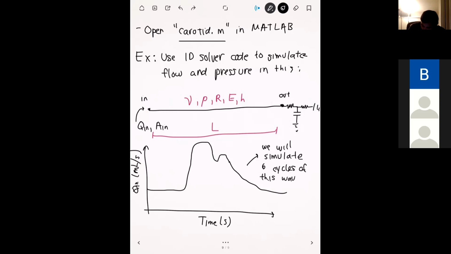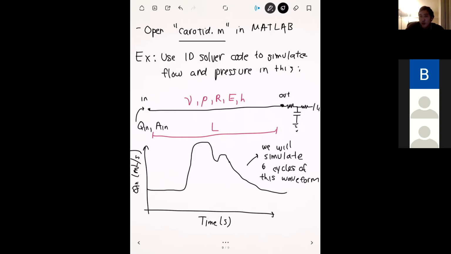Basically this waveform is going to repeat itself 6 times. The reason we do this 6 times is because whenever you do an unsteady simulation like this, where your inlet condition is oscillating, you need to run it for several cycles because it takes a couple cycles for the simulation to warm up. That's kind of how I like to think about it.